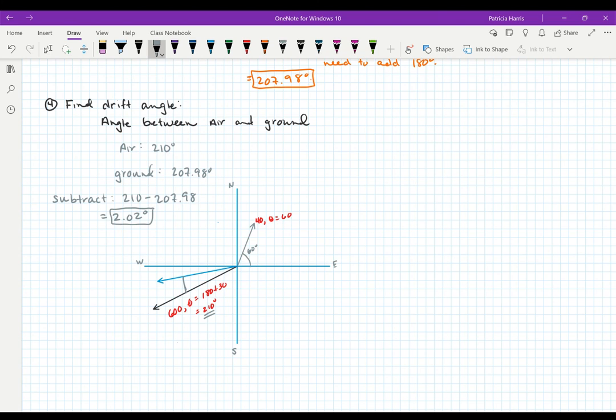And that's it. I hope this was helpful. This was a basic problem that took you through almost everything. They do get a little bit more complicated, where you will have to use law of sines and law of cosines and things like that. But I do hope this helped you. All right.